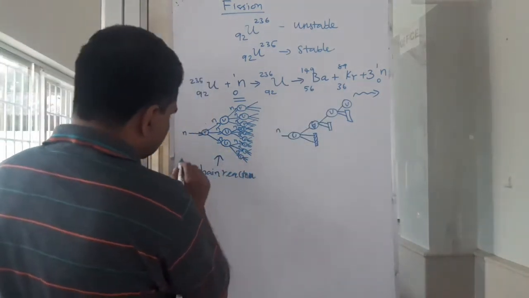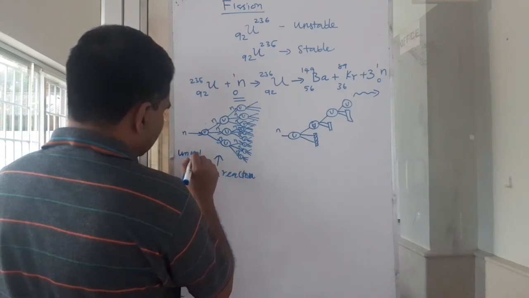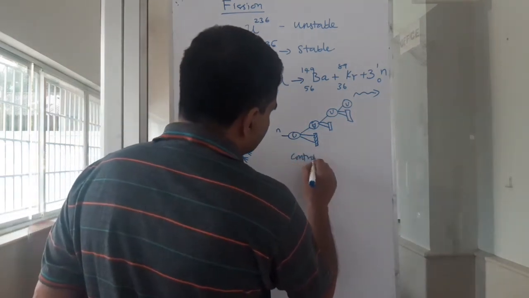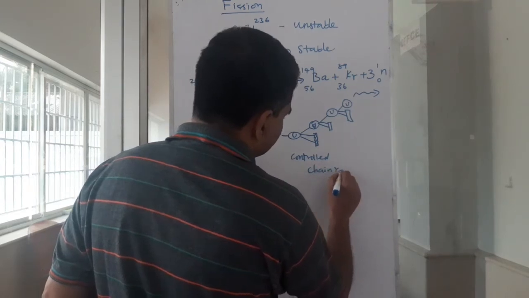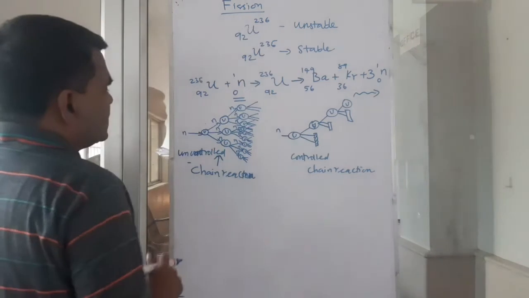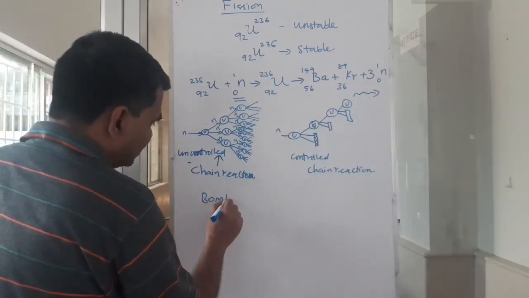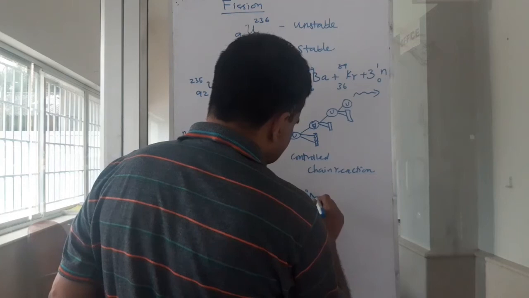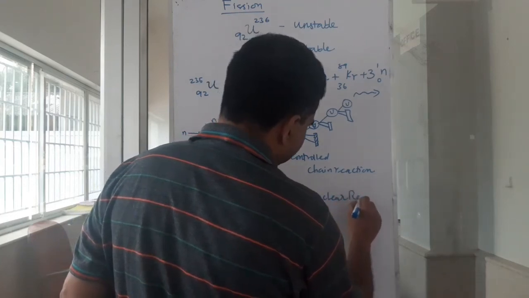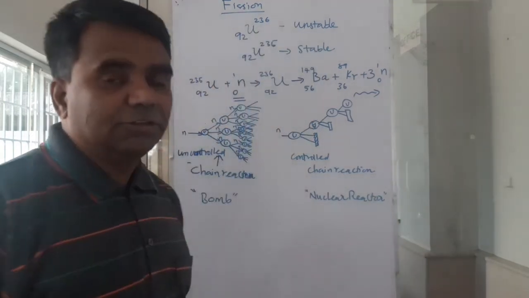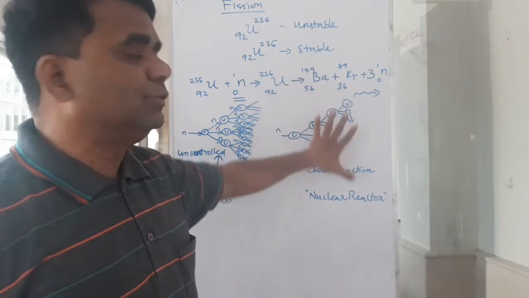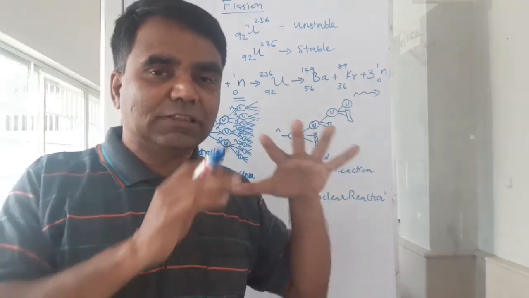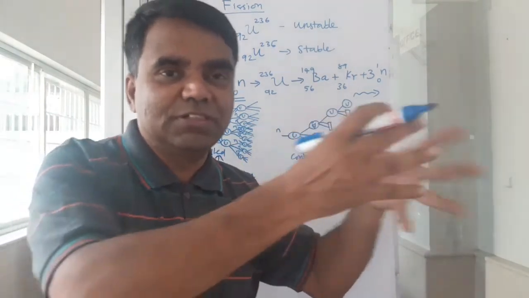So this is an uncontrolled chain reaction. This is a controlled chain reaction. This is a bomb. So when you have an atomic bomb, this is what is happening. This is simply the nuclear reactor. The nuclear reactors you have in Kalpakkam and other places use this method. The excess neutrons will be absorbed. So you can control how many neutrons will be present at any point in time.